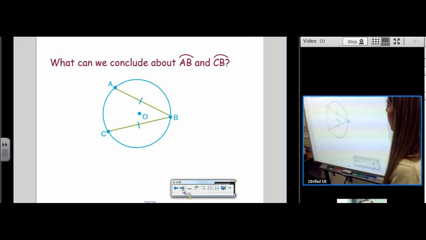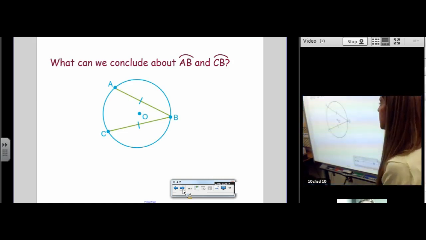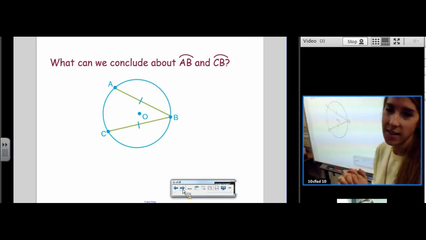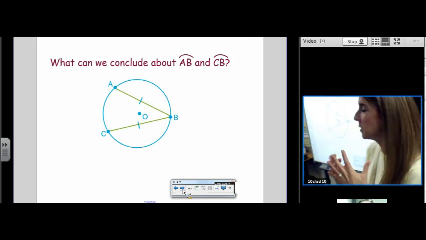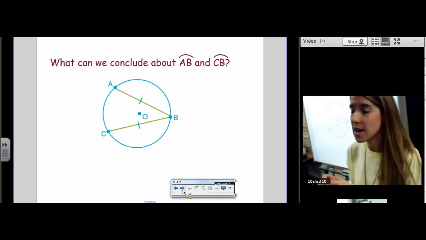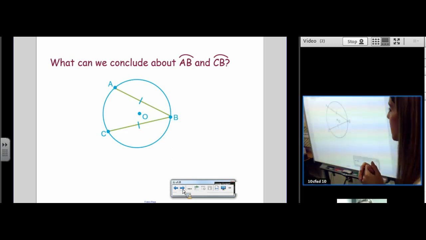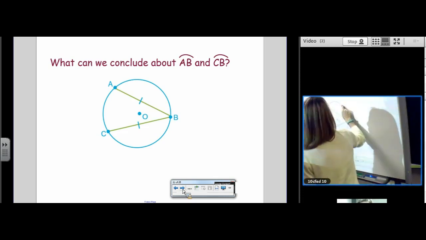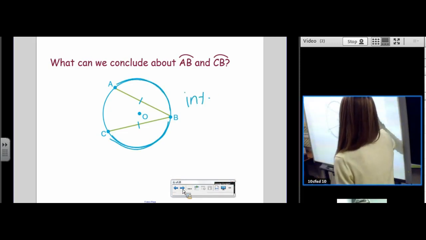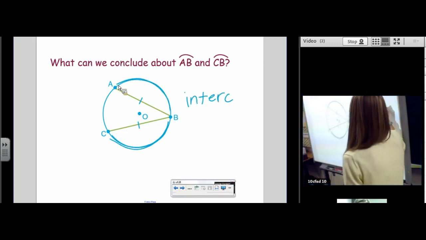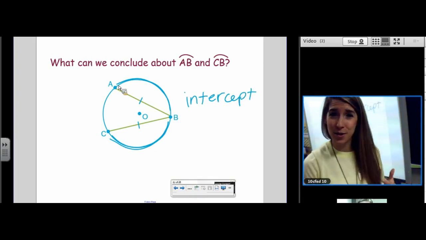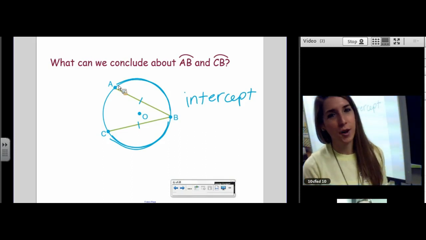What can we conclude about arc AB and arc CB? So let's take a look and draw some conclusions from our picture. I'm sorry that I'm just telling you everything that you're supposed to be drawing conclusions about. But segment AB, that chord, is congruent to chord CB. So what do you think is true about the arcs that they intercept? Let me use that word. Intercept. So if the chords are congruent, don't you think we could conclude that the arcs that they intercept are congruent?